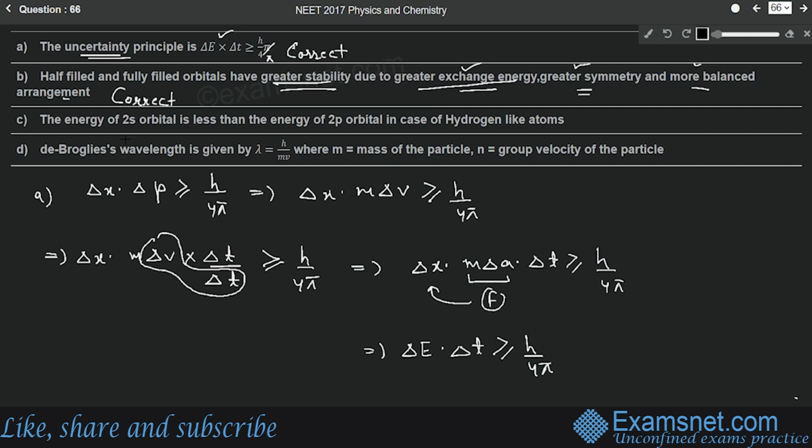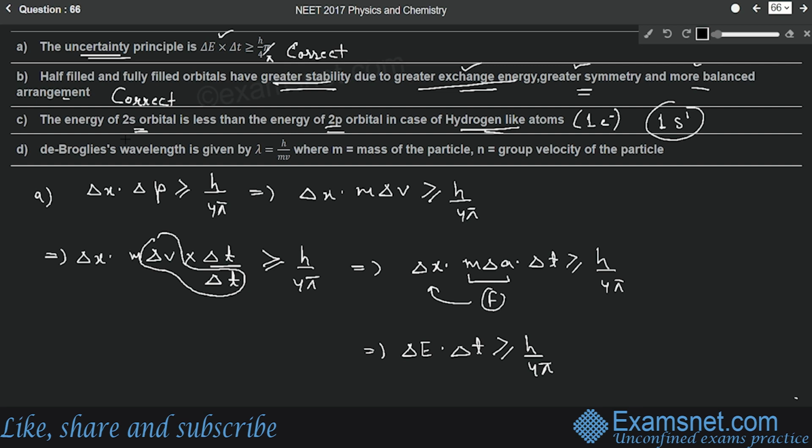Then the third one says the energy of 2s orbital is less than the energy of 2p orbital in case of hydrogen like atoms. Now what do we mean by hydrogen like atoms? It means we have only one electron. Okay, only one electron is there. So what will be the electronic configuration? It will be 1s1 only, right? So there is no electron in s or p orbital, isn't it?